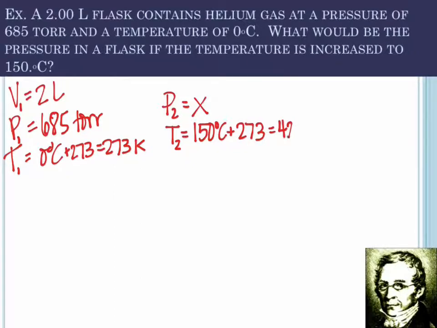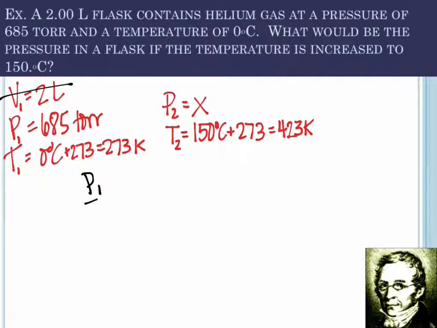423? It doesn't say anything else about volume, so the volume is constant. So the volume doesn't mean anything to us. So P's and T's, look at my equations and see which one has P's and T's only. And that would be Gay-Lussac.